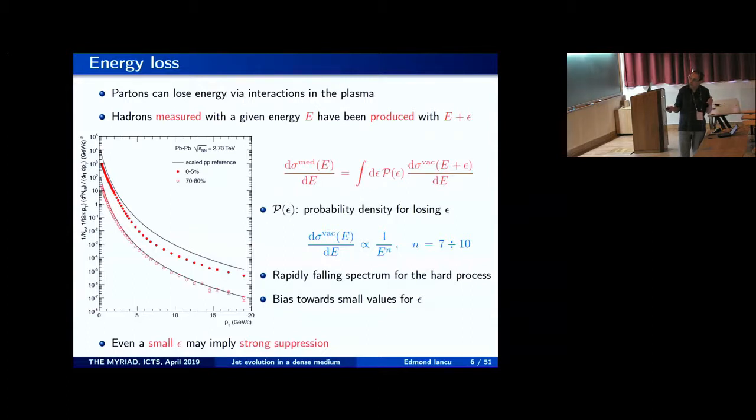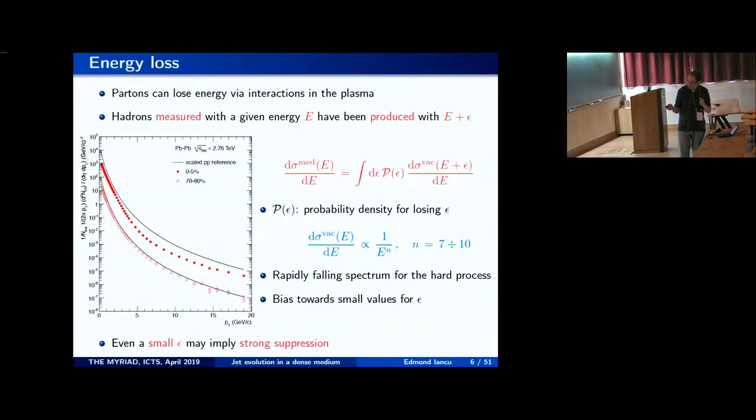The continuum line is the pp data, dN/d²pT, the number of particles per unit rapidity per unit transverse momentum as a function of pT. So the continuum line is the proton-proton data, the red dots the lead-lead data, and you see a suppression. You see that the red dots are below the continuum line.